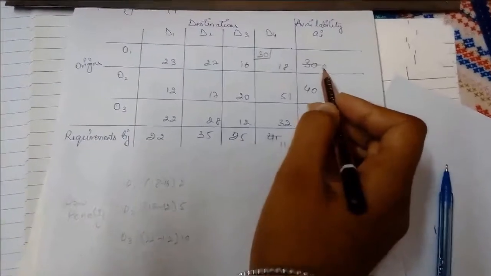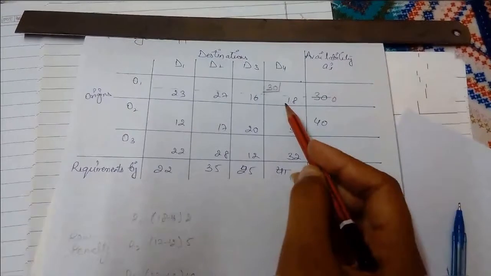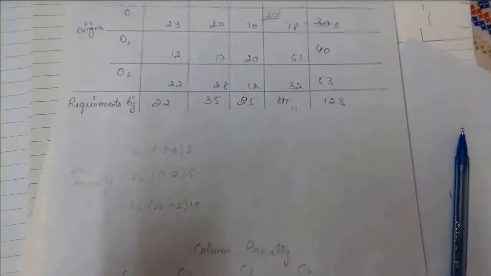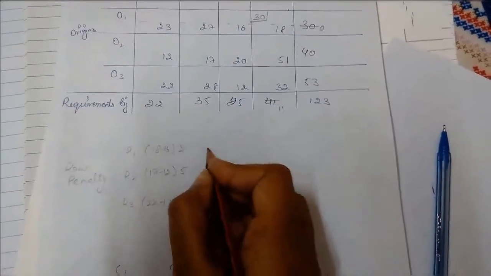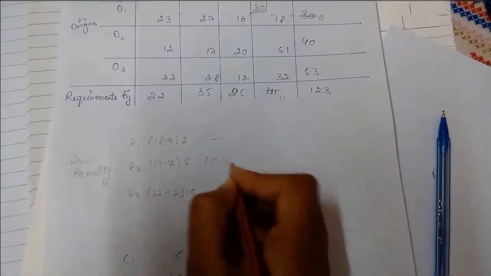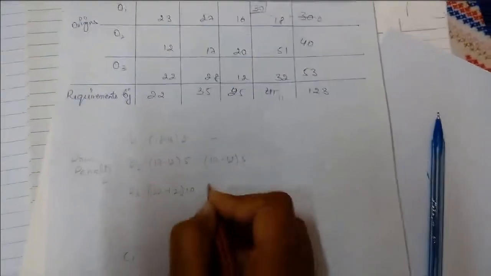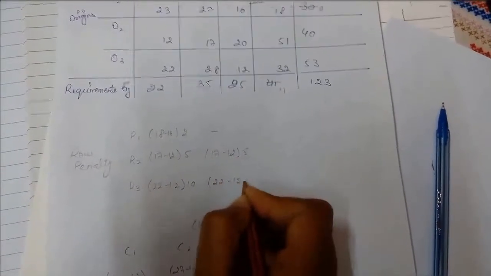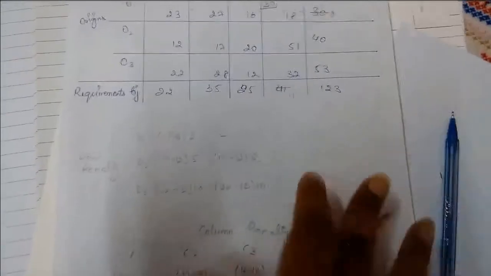Now this has become 0, so we will have to eliminate this row. Now we will not use this row in calculating row penalty and column penalty. Calculate the penalties again. We will leave the first row and start with the second one. It will be same, and it is the same again. Then while calculating column penalty, we will leave the first cell.